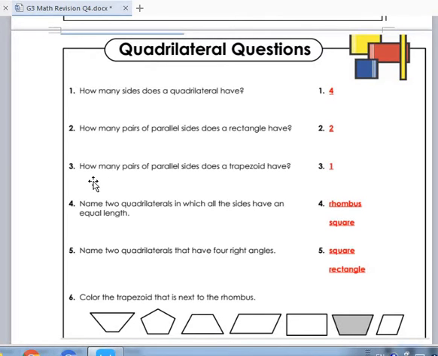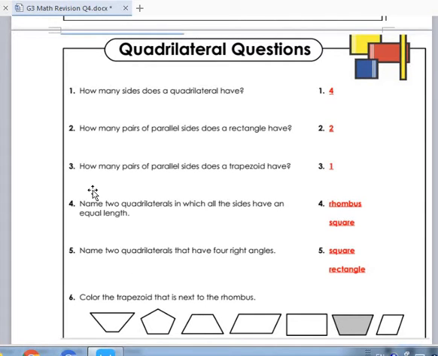How many pairs of parallel sides does a trapezoid have? When I say trapezoid, it's very important to remember: one pair of parallel sides. I told you this in the online sessions. Remember, when I say trapezoid, this is the trapezoid: one pair of parallel sides. One pair means what? 2 sides. 2 sides here are parallel.